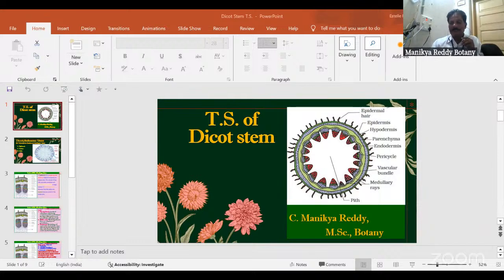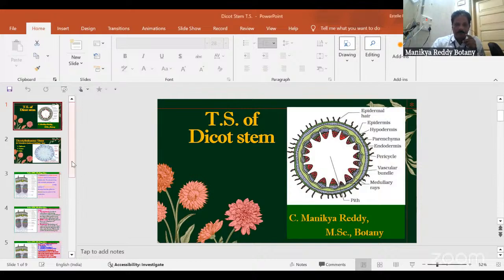And they are limited in number. Their number is limited. You can count 15, 16, 18, 20, 22, like that. There is a limited number of vascular bundles seen. That's why they are arranged in a circle, just below the pericycle. That's why this stele is called eustele. Let me check this. We'll go to the next slide.